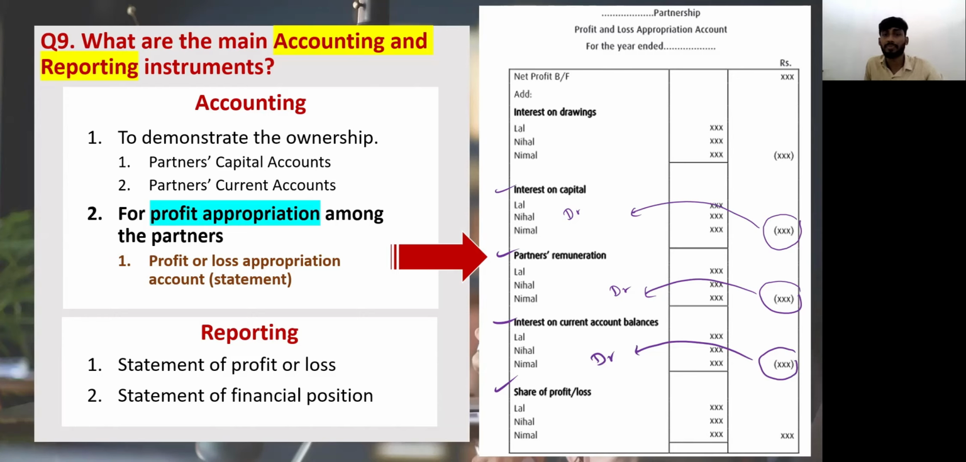Okay, super. I am not going to show profit or loss and statement of financial position. In your exam, it is less likely to test profit or loss statement and the financial position. Usually they are testing this capital account, current account, and profit or loss appropriation account. So now you have a good understanding.